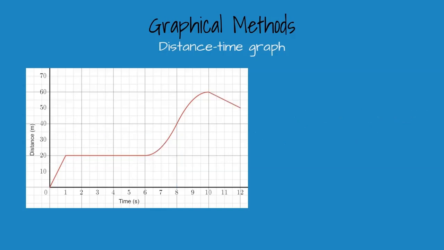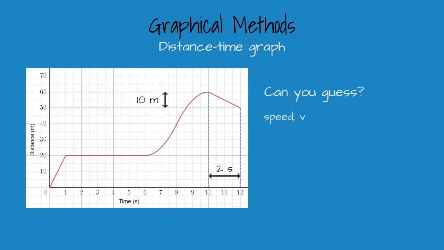Finally, let's add one more section to this graph. Inspecting this section, can you guess what's happening here? You can see the distance traveled by the object decreased from 60 to 50 meters, while the time increased from 10 to 12 seconds. The object traveled a distance of 10 meters in 2 seconds, so its speed is 10 divided by 2 or 5 meters per second. But since the distance traveled decreased from 60 to 50 meters, the object traveled in the opposite direction, or else the displacement is minus 10 meters. As such, the velocity of the object during this time interval is minus 5 meters per second.